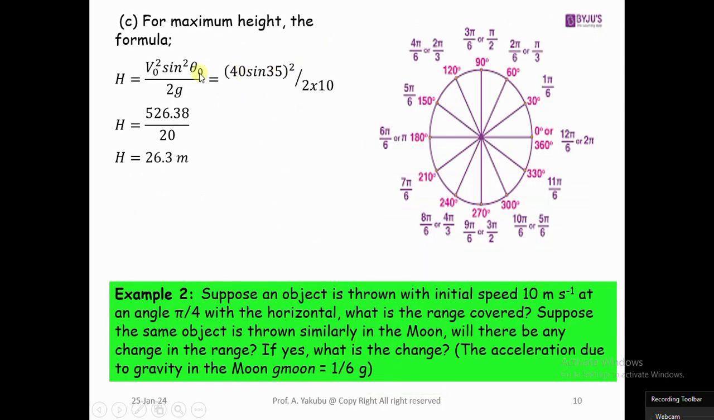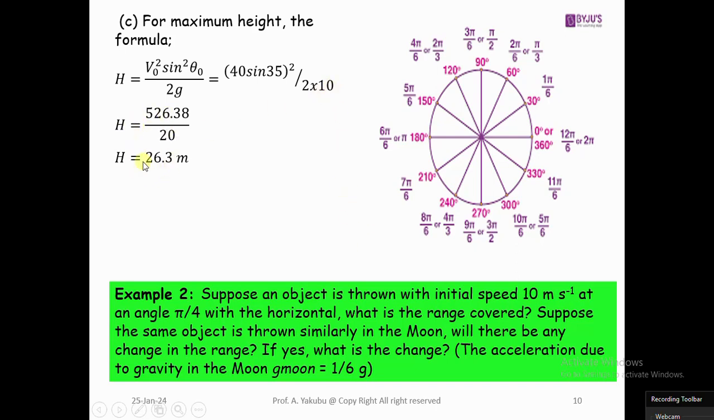For maximum height, same story. H equals V naught squared sine squared theta all over 2g. So it's V naught squared, because it's squared, sine squared theta, also everything is squared, then times 2g. The g here, remember, is acceleration due to gravity. In this equation, we are using g as 10, and you might use 9.8 depending on what is given to you, but in this very equation, we are saying it is 10.